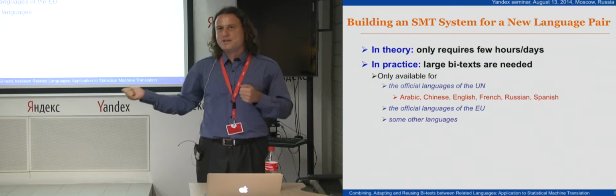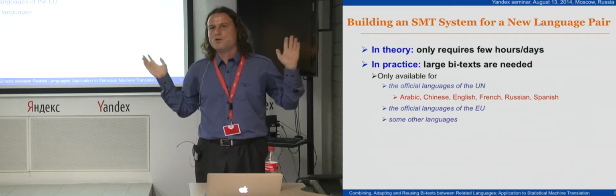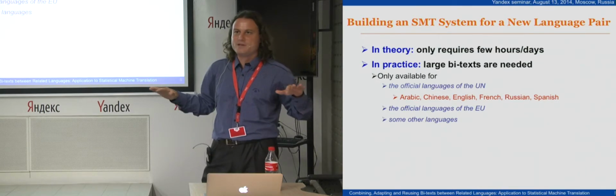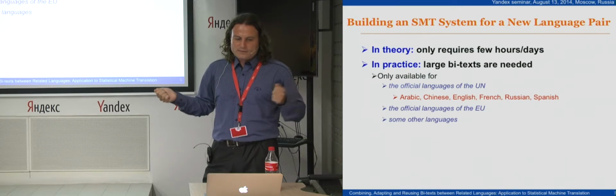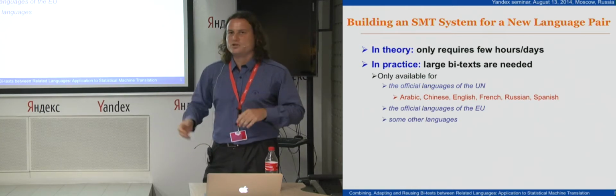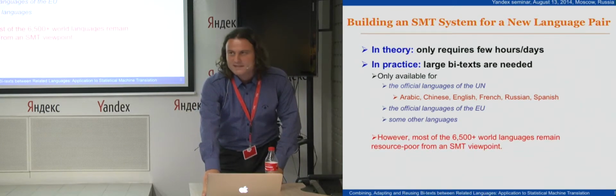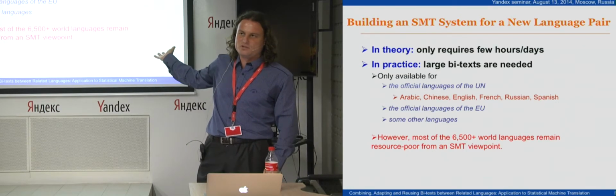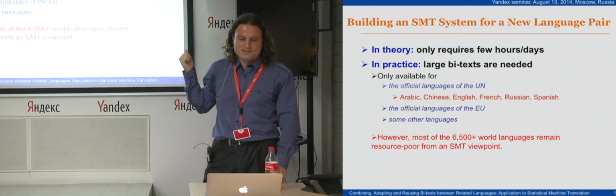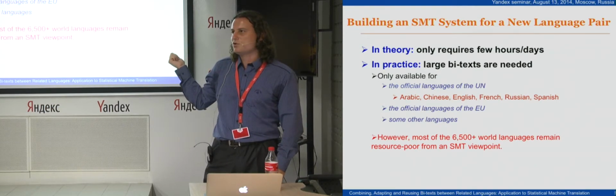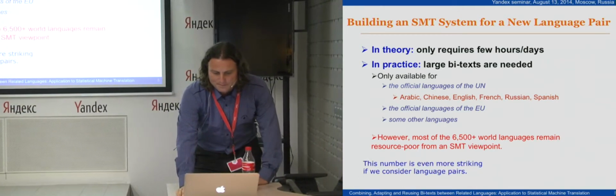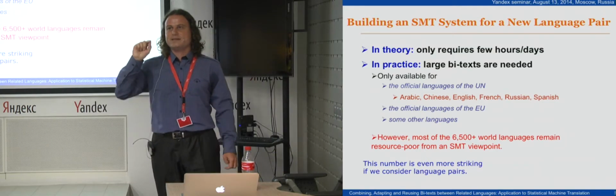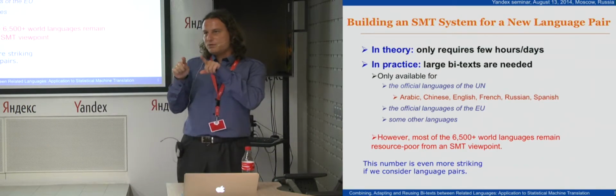Then recently, you have the European Union. It has over 20 official languages. Same thing, all these documents are translated between them. And some other languages are also kind of rich in resources. But the thing is that there are something between 5 and 10,000 languages on the earth, and they are disappearing fast. And most of them are resource poor. Now I'm talking about languages, but if you look at machine translation, we are talking about language pairs.